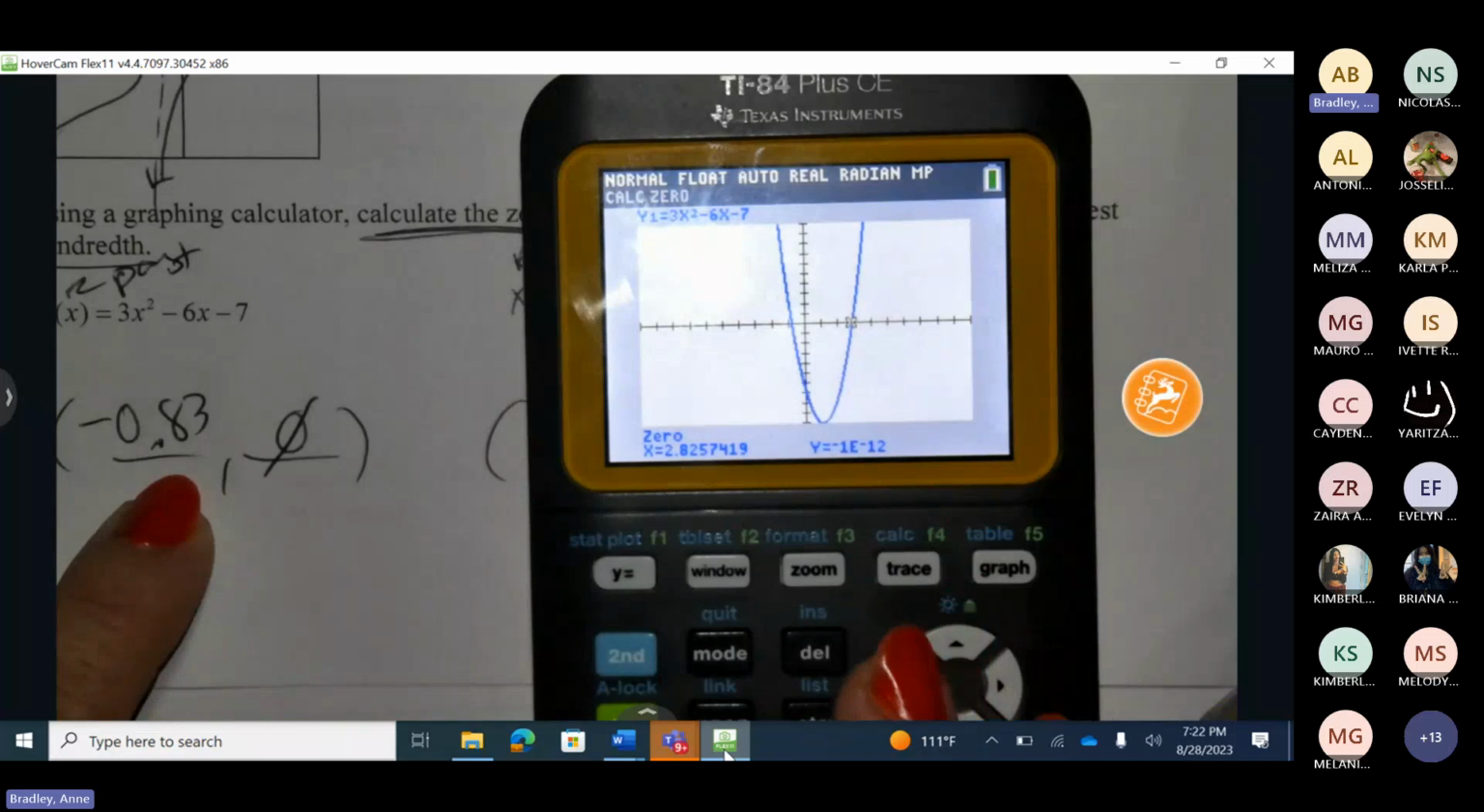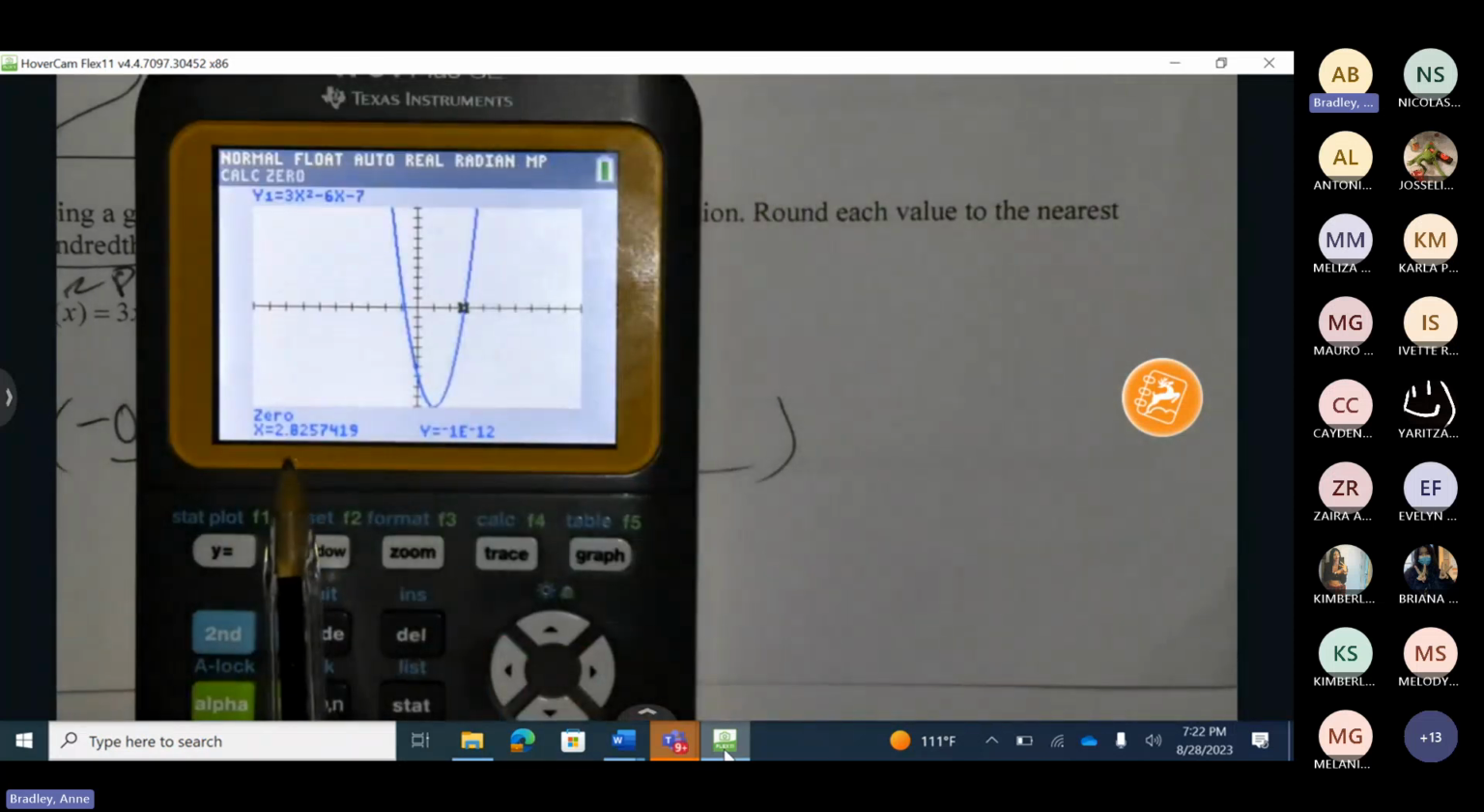Am I supposed to do tenth? Hundredth, yes. 2.83. And by the way, this is scientific notation that pretty much is 0.